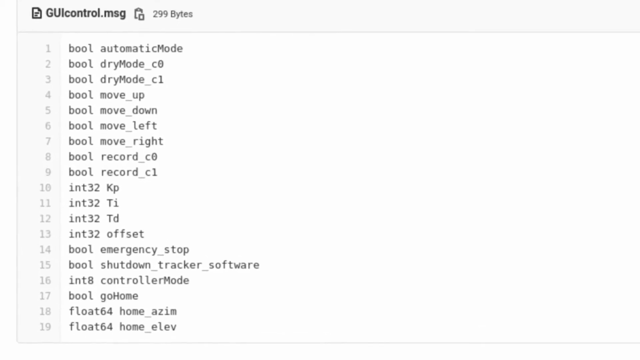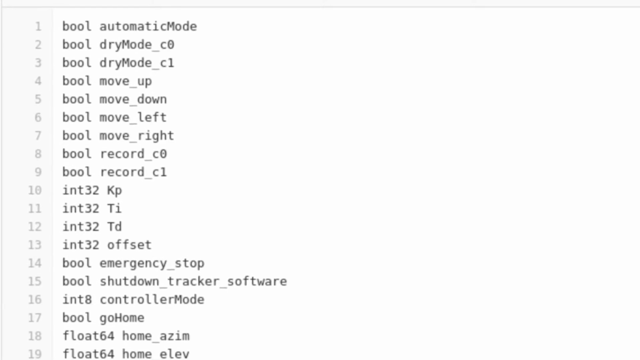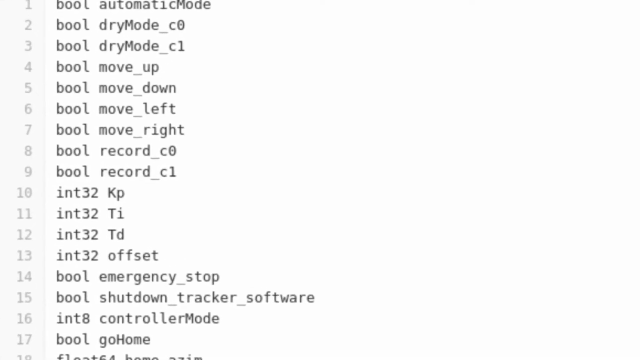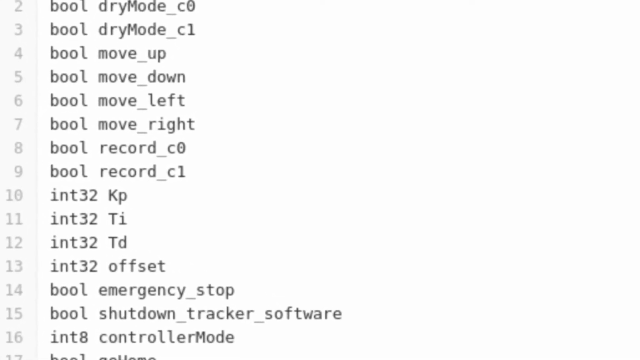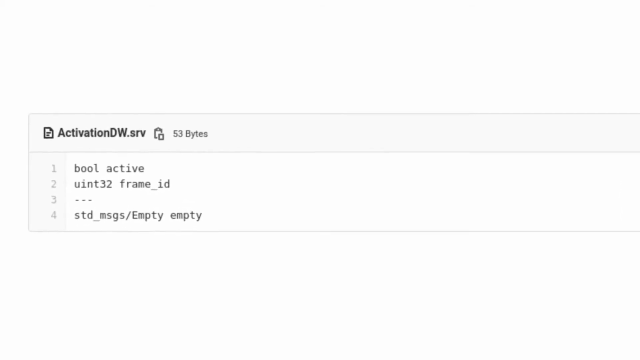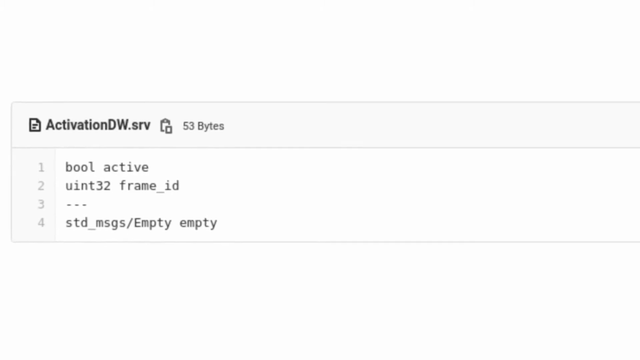There are some file types to mention. Message types with the ending .msg describe messages or define the related data structures. Service types .srv do the same for services.